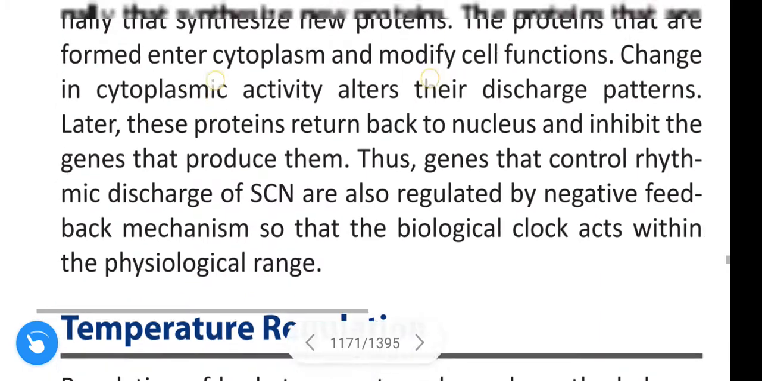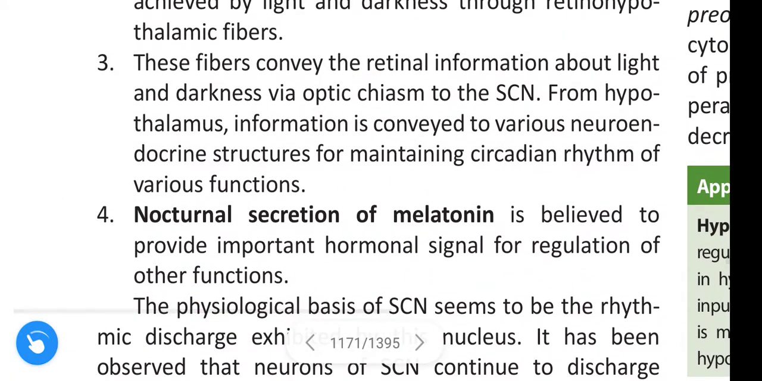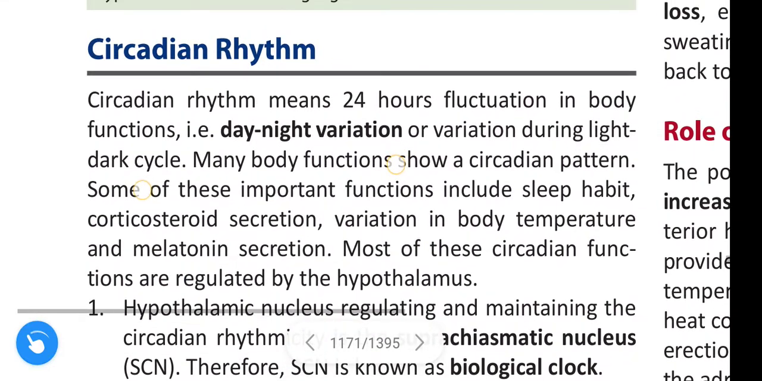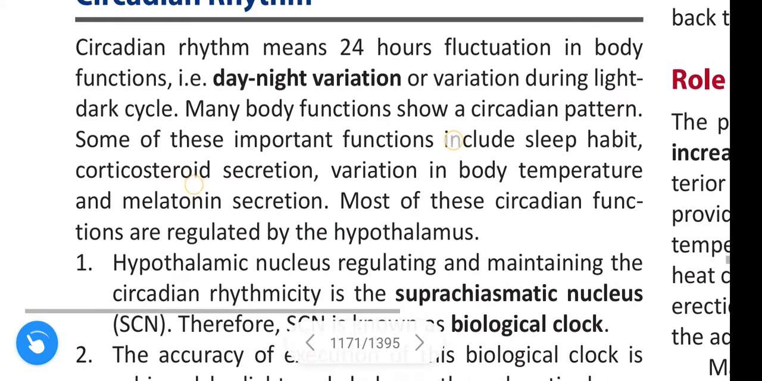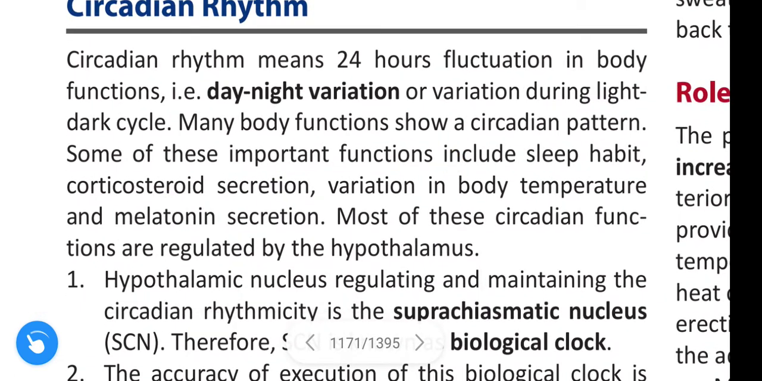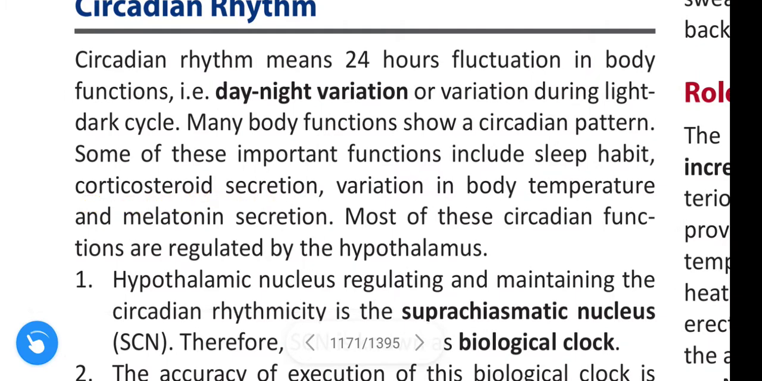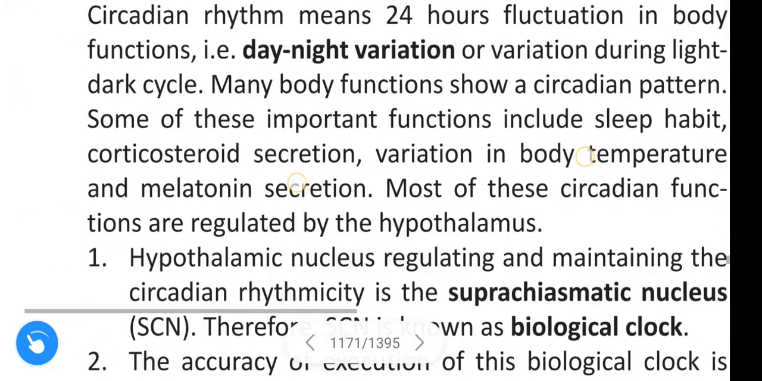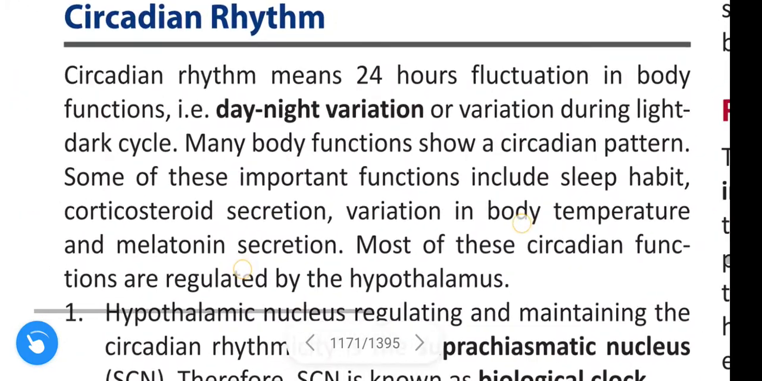Okay, guys, clear? See, once again, the important functions include sleep habit, corticosteroid secretion, variation in body temperature, and melatonin secretion. These are the important functions in the circadian rhythm of hypothalamic functions.